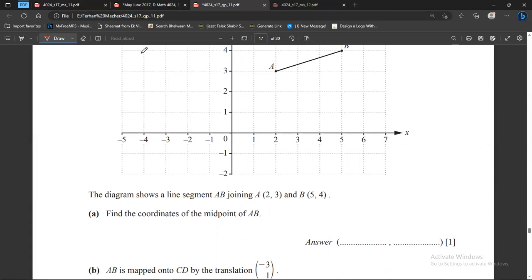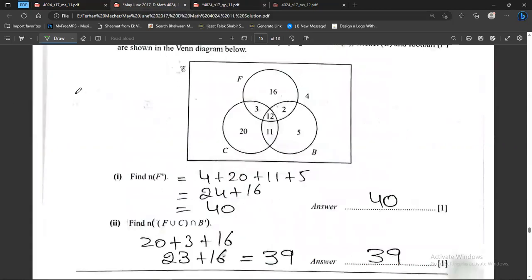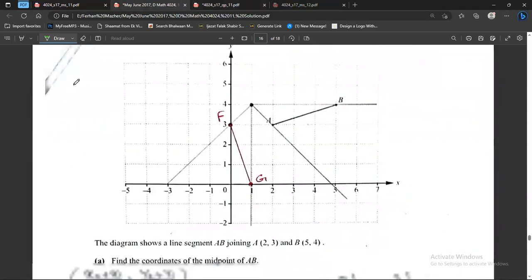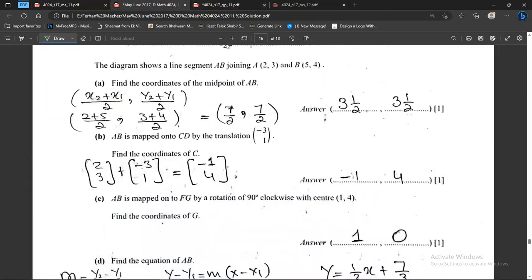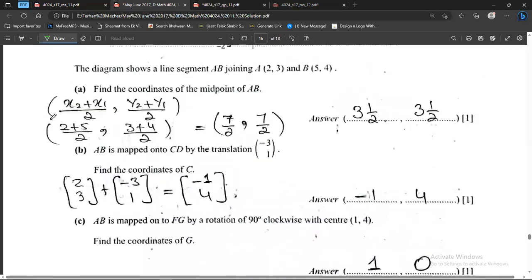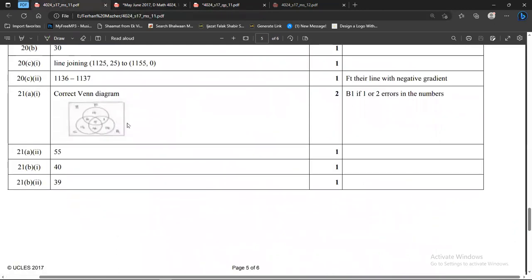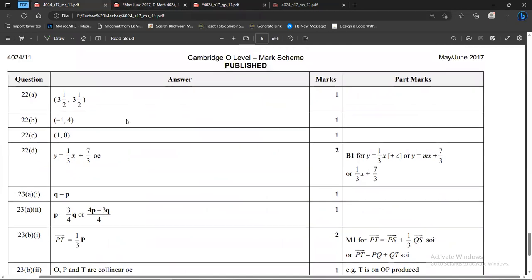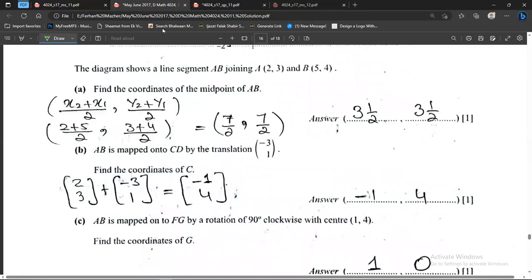You know the coordinates of the midpoint. The formula for that is x2 plus x1 divided by 2, y2 plus y1 divided by 2. That will be 2 plus 5, the whole thing divided by 2, 3 plus 4 divided by 2. And that will be 7 by 2, 7 by 2, which is 3 whole 1 by 2, 3 whole 1 by 2. And that is the right answer, sir. This is the A part.